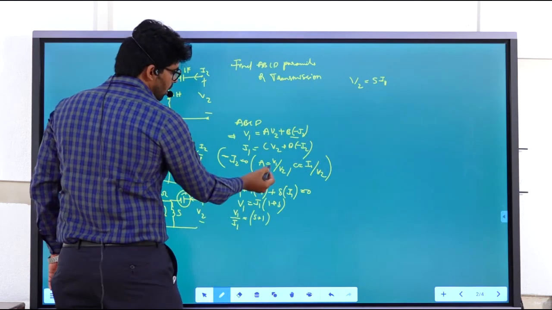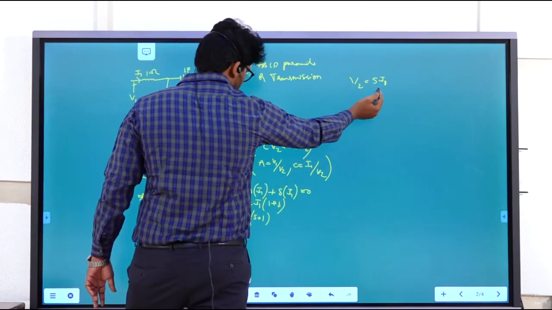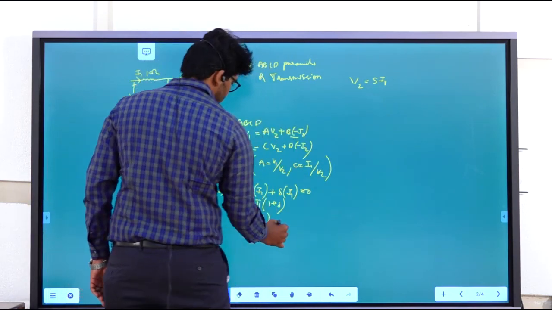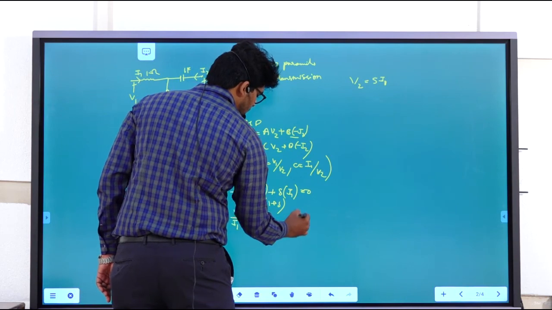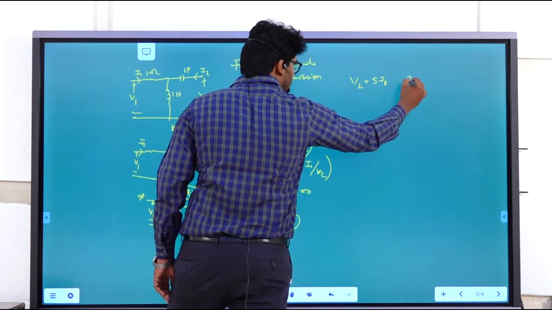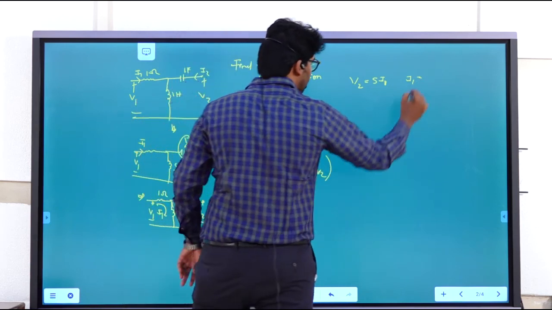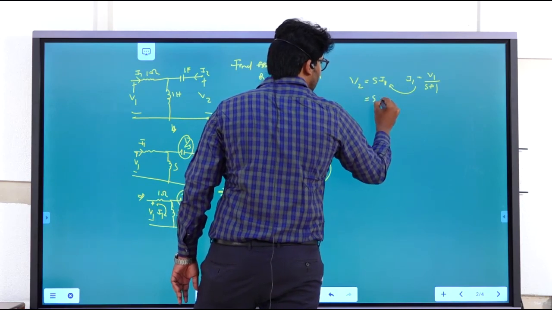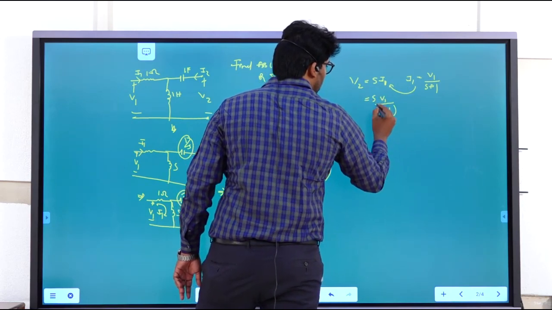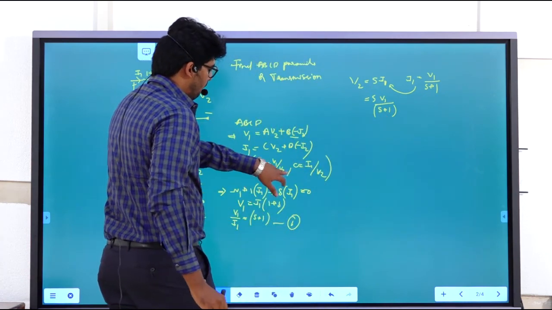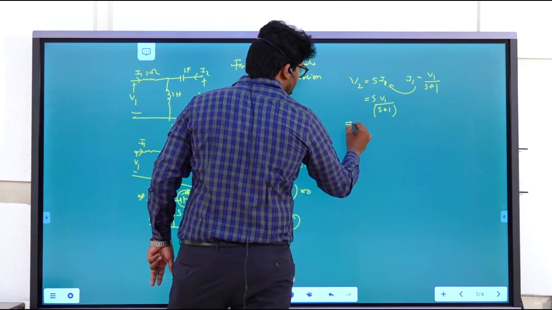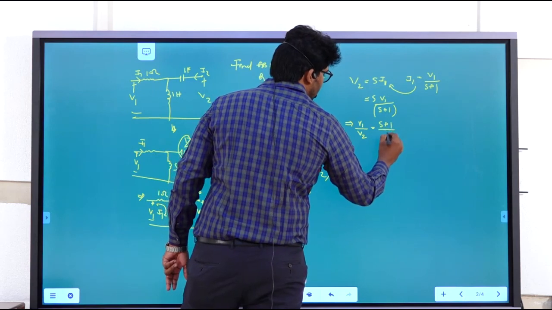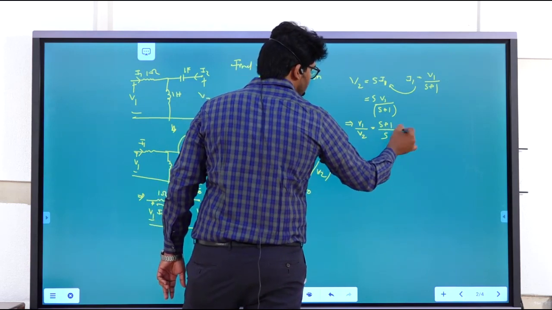Okay, so we want V1 by V2. From the equation, let us say this is equation 1, we have I1 equal to V1 by S plus 1. Substitute this here. You will get S into V1 by S plus 1. What we required is V1 by V2. Therefore, from this we have V1 by V2 equal to S plus 1 by S. So this is a voltage gain. It has no units.